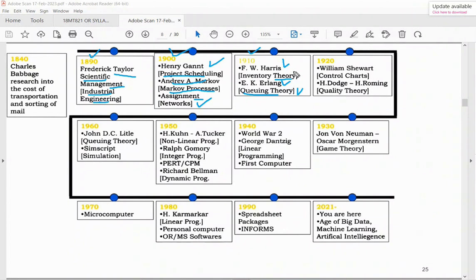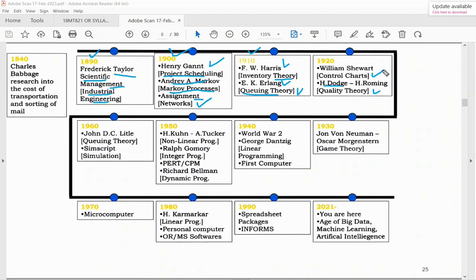Then, whatever he defined, improvement was incorporated by Dodge and Romig, the quality theory incorporated with respect to industries. Then Walter Shewhart introduced control charts. In your project also, we are telling you to follow the flow chart.